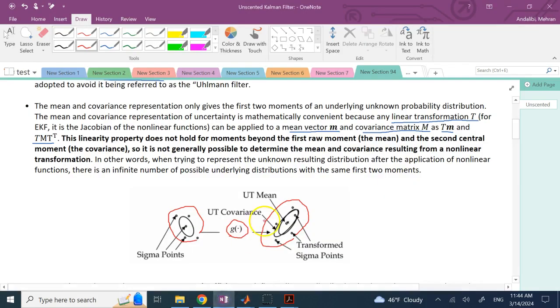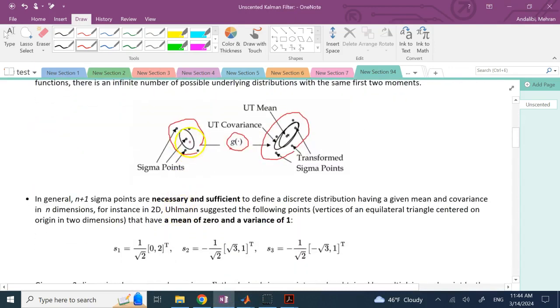So what does this method do, this unscented transformation? As I said, it picks a bunch of points called sigma points around the mean of the initial distribution, which could be Gaussian, and then passes these sigma points through the nonlinear function, and it gets these transformed sigma points. And then from these transformed sigma points, it finds a mean for the transformed data, and it finds a covariance for the transformed data.